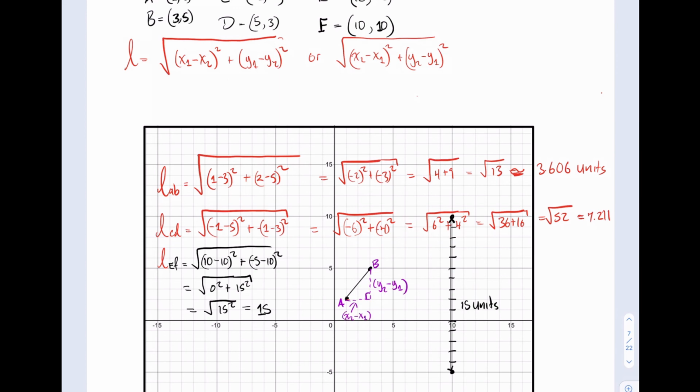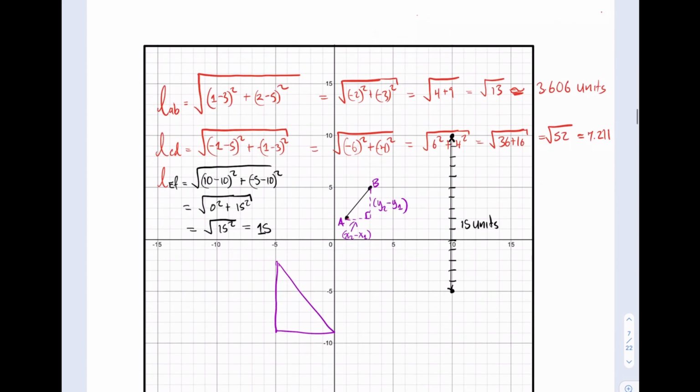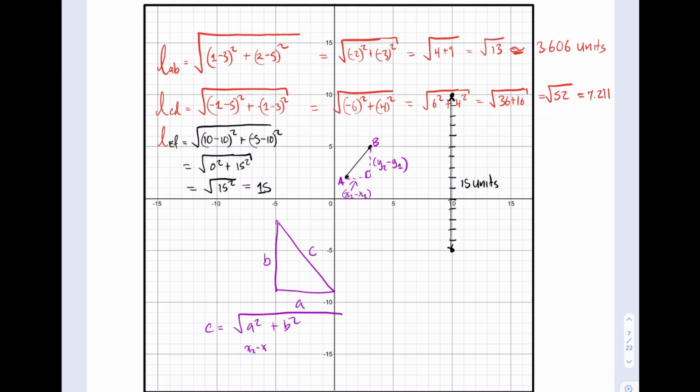Because we have these two lengths, the Pythagorean law says that if you have a right angle triangle looking like this, where this side is A, this side is B, this side is C, then C is equal to the square root of A squared plus B squared. But here A is equal to x2 minus x1 and B is equal to y2 minus y1. So we square both of these, add them, take the square root, and we end up with the formula for the length of a line segment. The length of a line segment is directly related to the Pythagorean theorem.